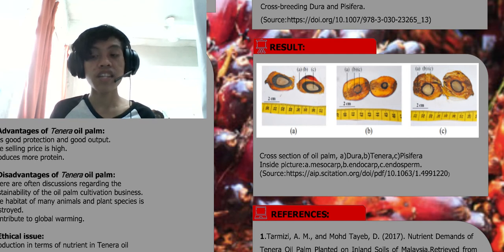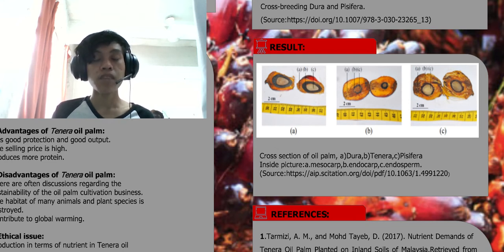Next, I also want to present the result. As we can see in the result, it shows the cross section of oil palm. As we know, oil palm consists of three types, which are oil palm Dura, oil palm Piscifera, and oil palm Tenera. Based on the figure, the characteristics of Dura are thick endocarp, thin mesocarp, and thin kernel. Then, the characteristics of Piscifera are thick mesocarp, thin endocarp, and bare kernel. And last but not least, the characteristics of Tenera are thin endocarp, thick mesocarp, and medium kernel.